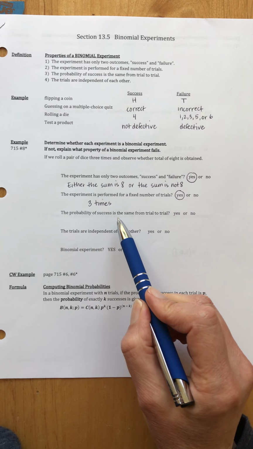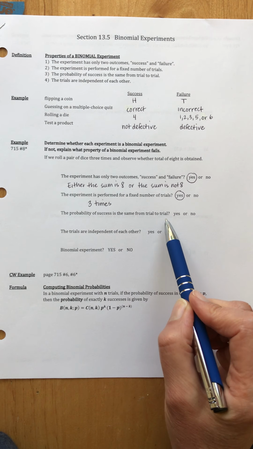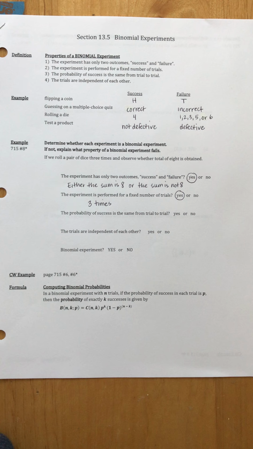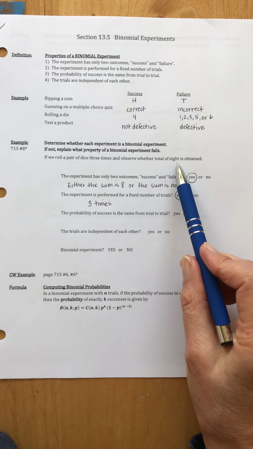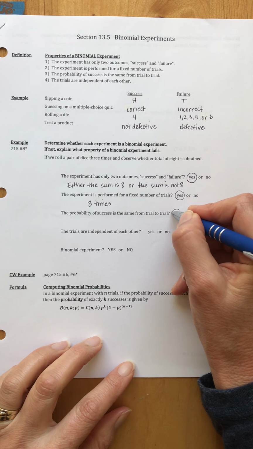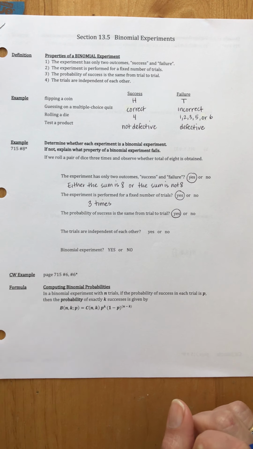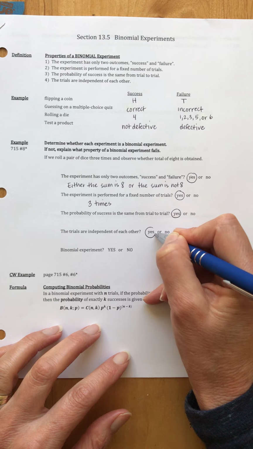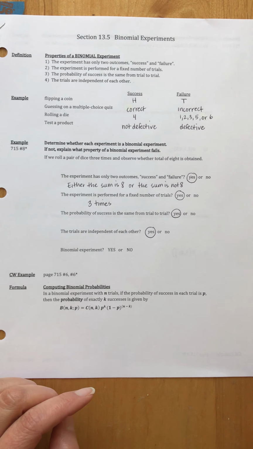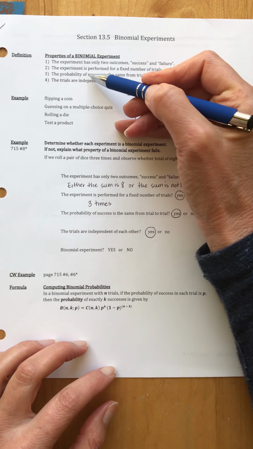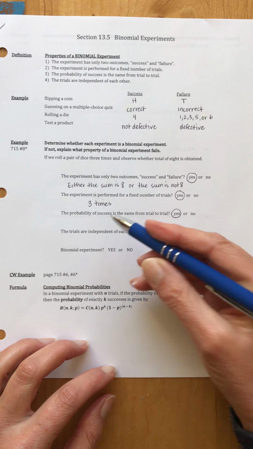The probability of success is the same from trial to trial. Every time we're rolling 2 dice, and every time we have the same probability of getting a total of 8, so we would say yes. The trials are independent of each other. Well, if we roll 8 the first time, does that affect us rolling 8 the next time? No, when we roll dice, they're fair, and one outcome does not affect the other, so we would say yes again. And is this a binomial experiment? Well, all 4 of the properties checked out, so yes.